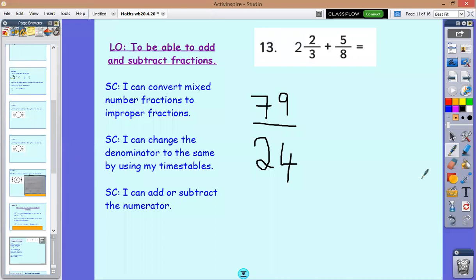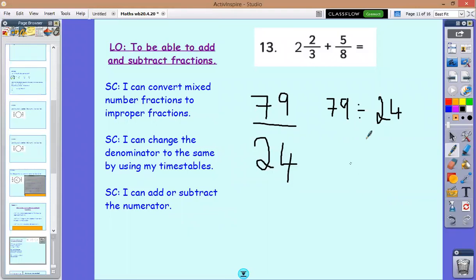Okay, so if you want to have a go at doing this, this answer is the right answer. I agree with that, 79 over 24. However, if you want to convert this back to a mixed number fraction, this symbol here, the 79 over 24, that's the same as divide. So you need to do 79 divided by 24. Now you can use whatever method that you have.